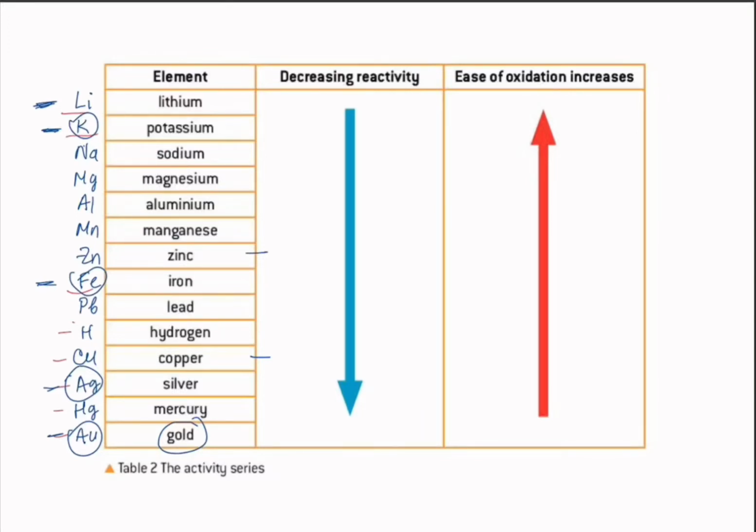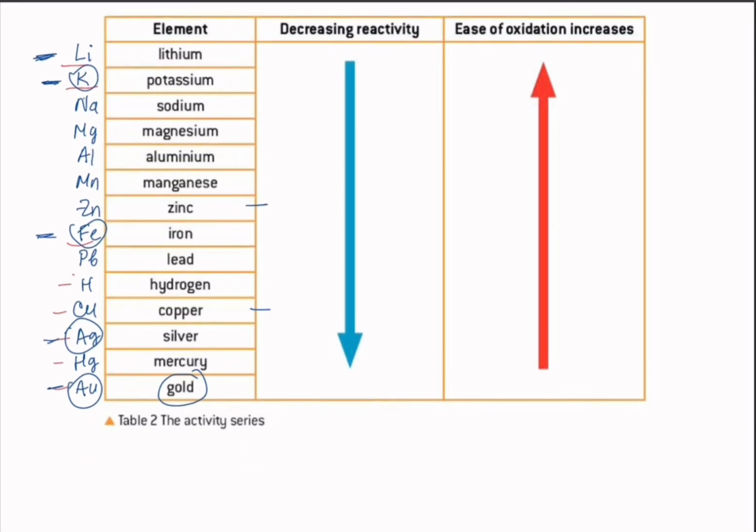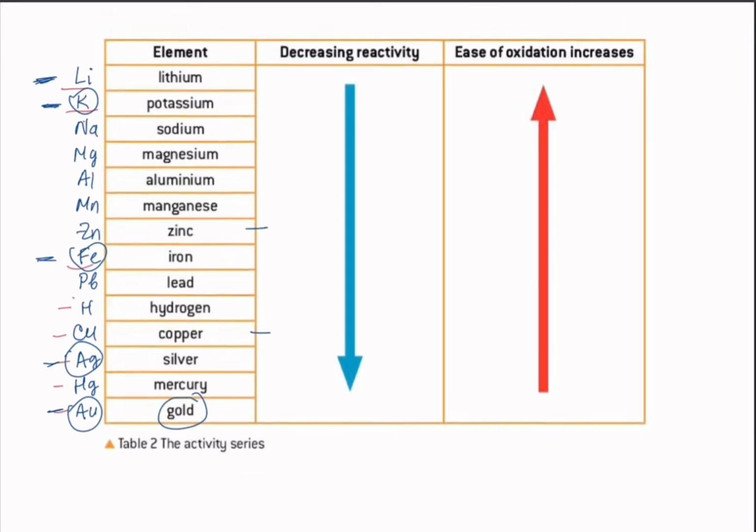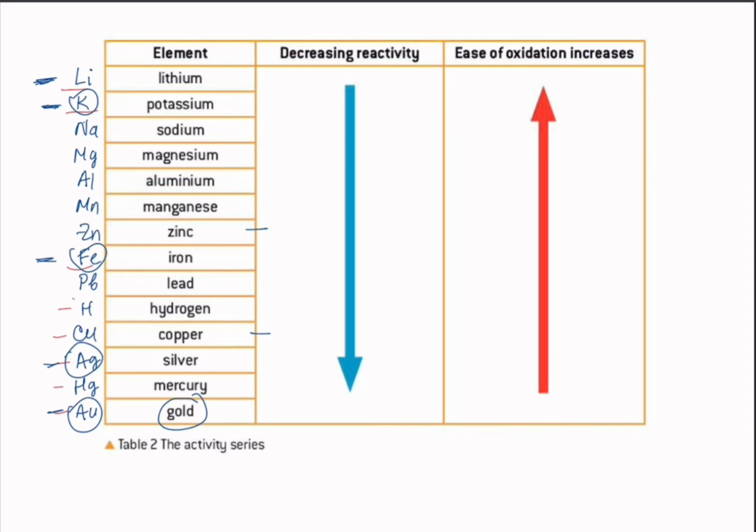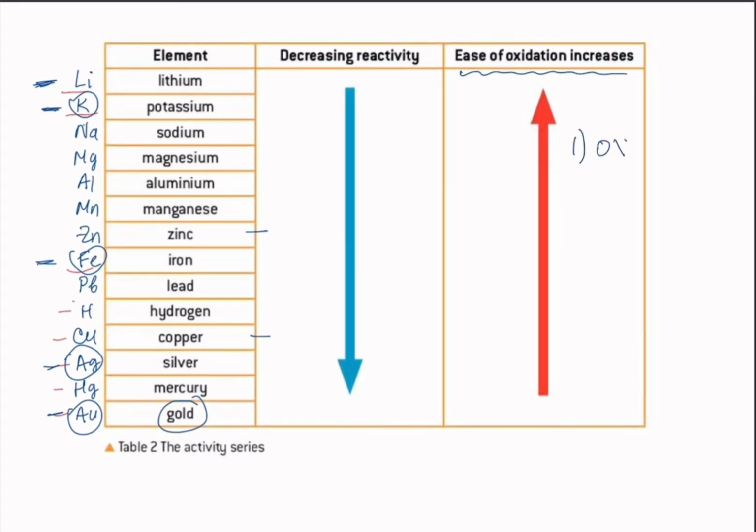In this video I will be talking about the activity series. About the activity series, what do we know? The given table shows us that as we go up, oxidation increases. You become better at oxidation, okay? Also, as we go up, the activity increases, like you become more reactive.